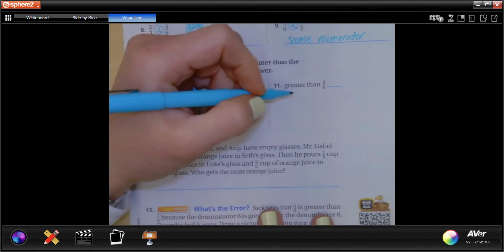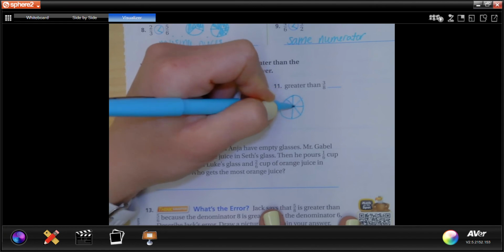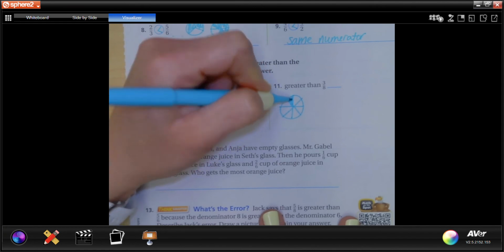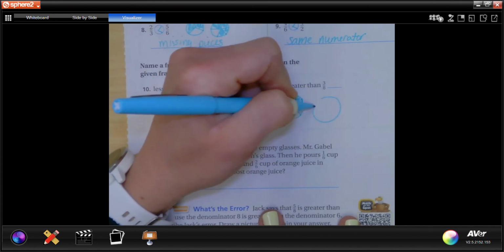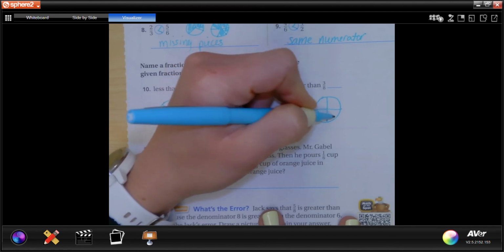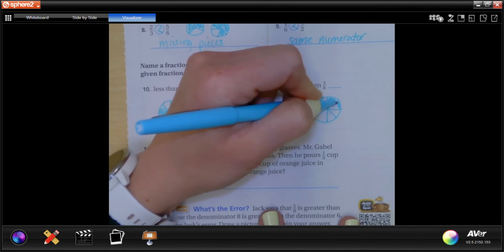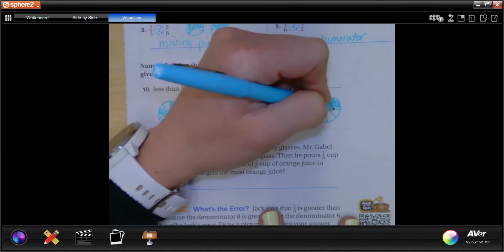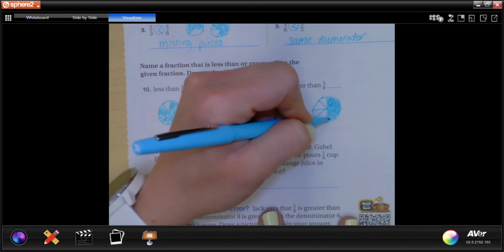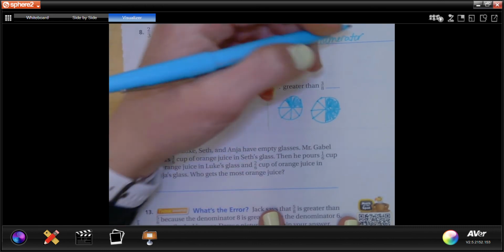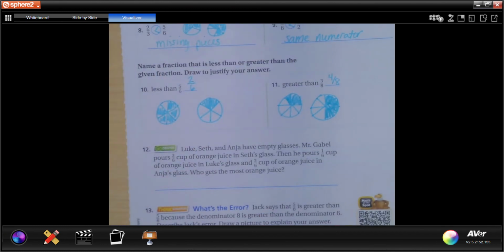Greater than 3/8. Well, let's do 3/8. 1, 2, 3/8. Now let's make another whole that has 8ths also. 1, that's still less than. 2, that's still less than. 3, it's equal to. There. 4. Well, let's do 4/8. So 4/8 is greater than 3/8.